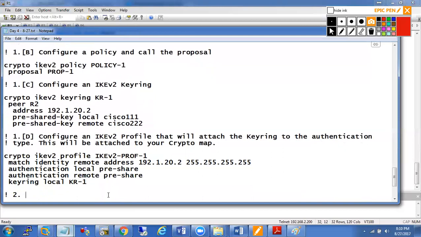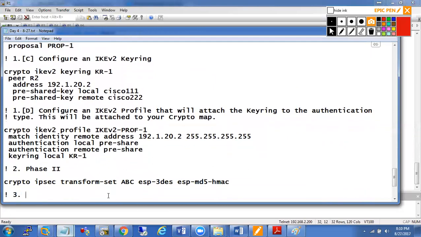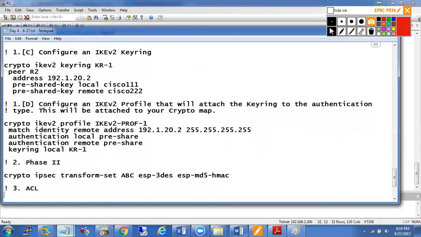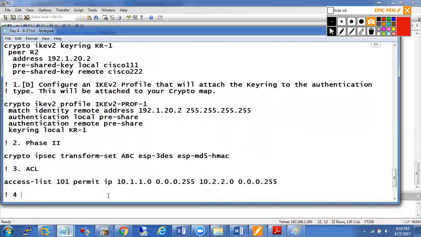From this point on, step 2 and onwards is basically the same. Phase 2: crypto IPsec transform set ABC, ESP, whatever you want to use, triple DES, ESP, let's say MD5 HMAC. Step 3, ACL. I'm doing it from R1 to R2. My crypto map, there's a slight difference in the crypto map, and I'll show you that.